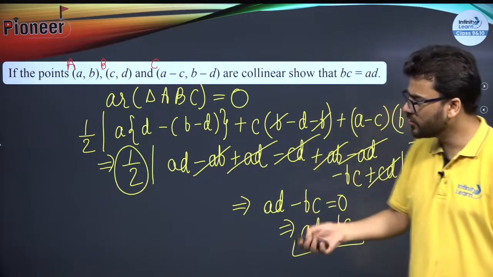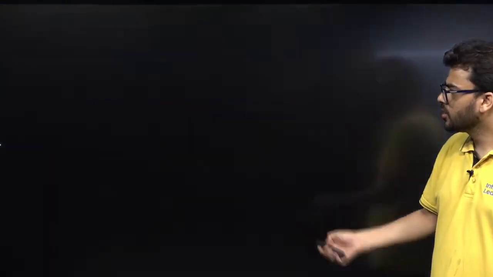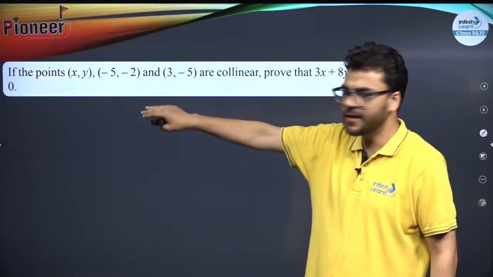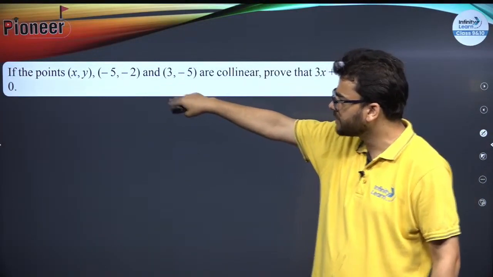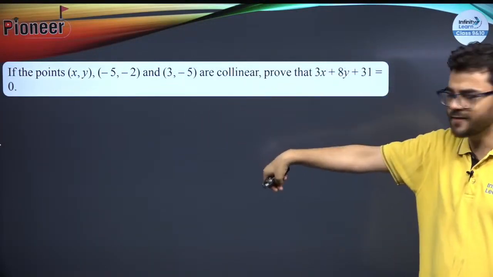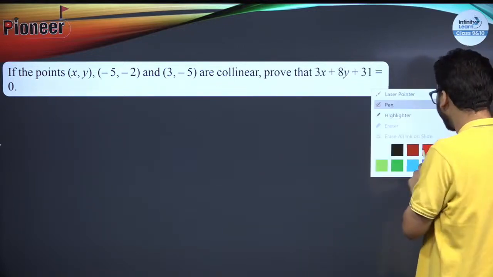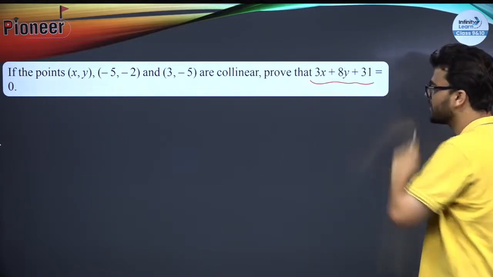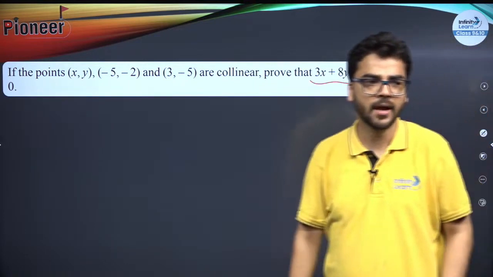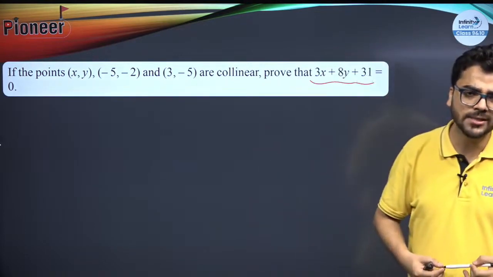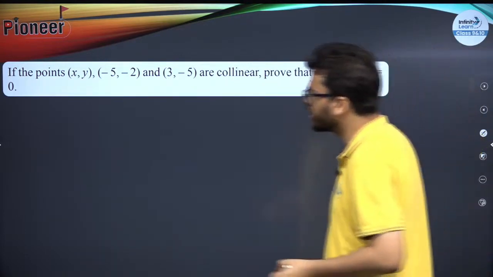Okay, so let's move on to the next question guys. So you see over here it is given that if these points x comma y, minus 5 comma minus 2, and 3 comma minus 5 are collinear, then we have to prove that 3x plus 8y plus 31 is equal to 0. We have to prove that. Again the same concept will be used. It's a direct question again.